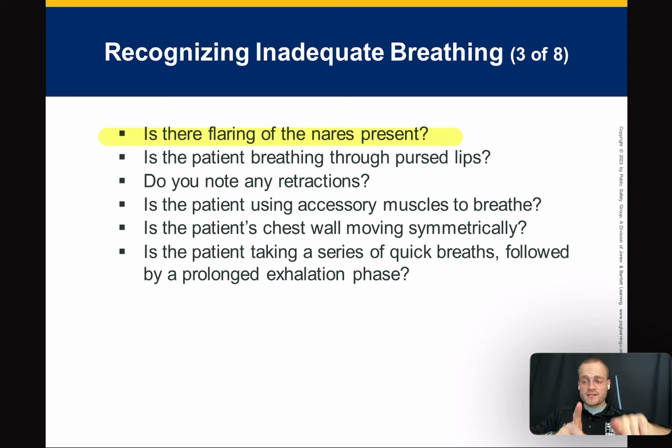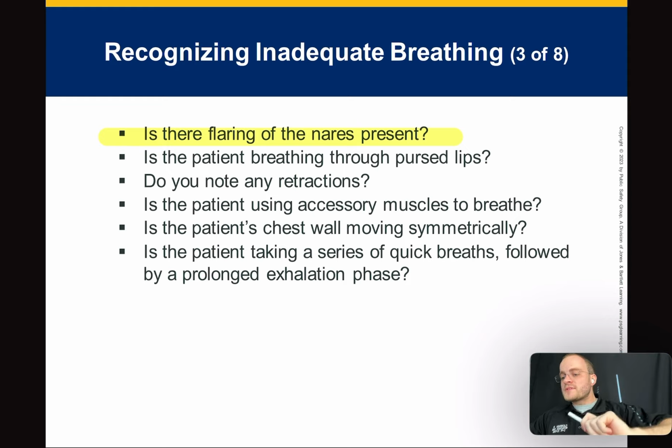Okay? But you can see this in adults as well, but you will see this in kids. Tell-tale sign. Okay? Now, is the patient breathing through pursed lips? Same thing, guys. I wish I was in person with you. I would say go run to the stop sign and back because you would all experience this.